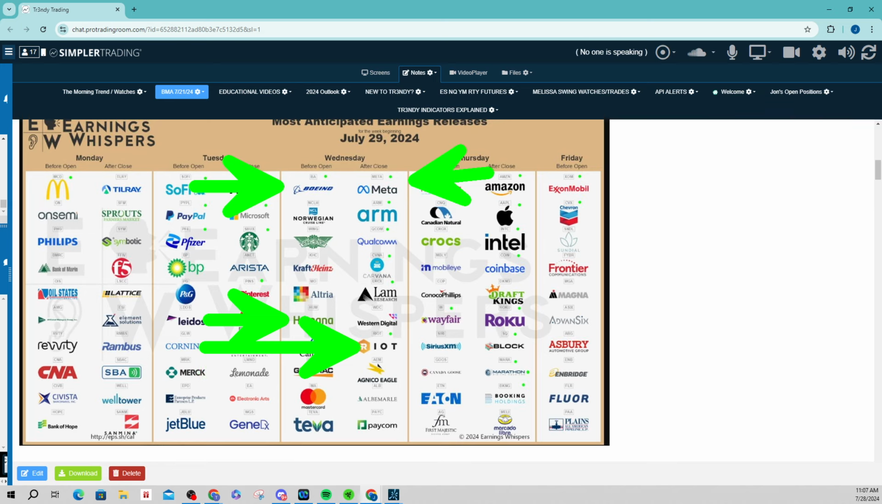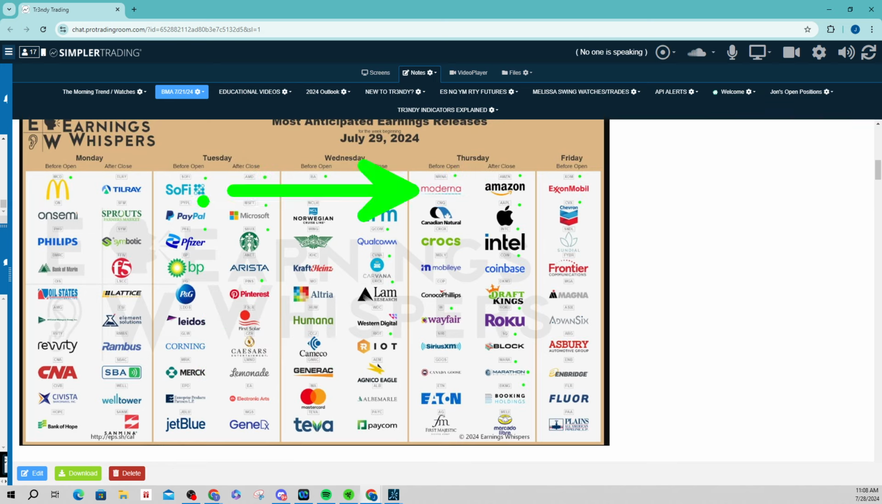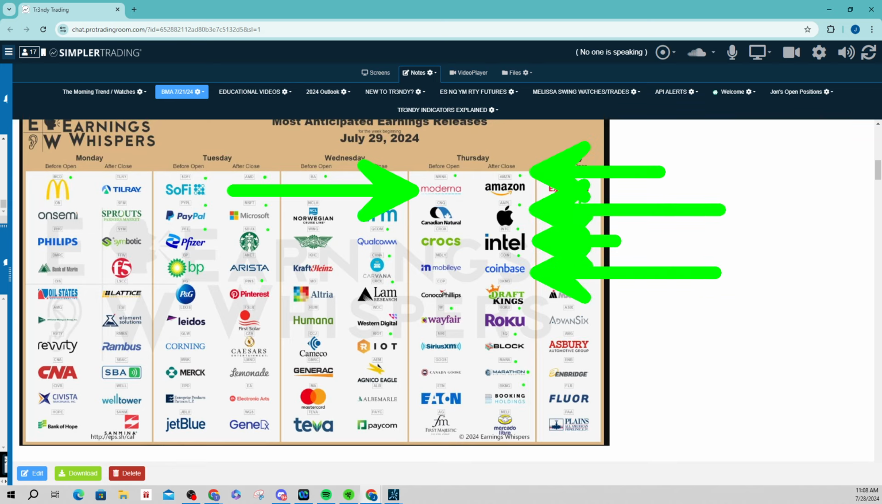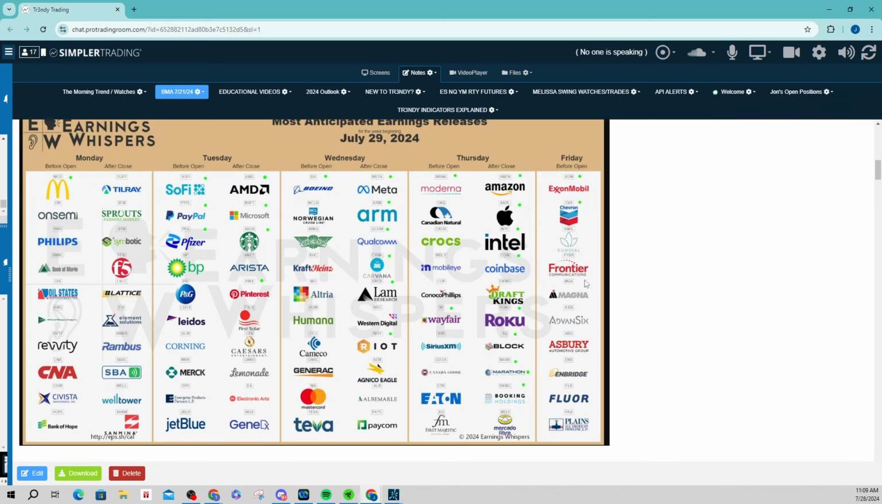Next thing I want to look at is on Thursday, Moderna, Amazon, Apple, Intel, Coinbase. I have a position in Coinbase. This is a free trade. It's more of a speculation trade, and I believe I have it as a butterfly or a debit spread. I'll have to take a look here a little bit later, but we'll talk about that early this week. Crocs, love this company. We'll see how they do. Mobileye, ConocoPhillips, DraftKings, Roku, Wayfair, Block, so Square, Marathon, Booking. There's just so many great names. And then Friday, like most days, pretty boring. But CVX and XOM are reporting as well.